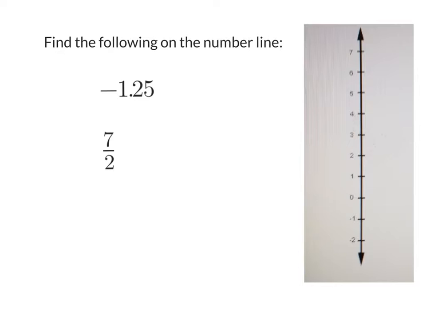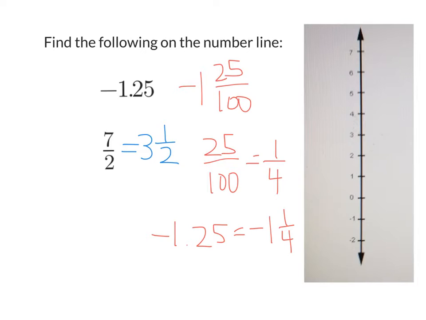Vertical number lines work the same way. We have to adjust these a little bit to make sure that they make sense. So here I'm going to do that now. For the -1 25/100, that is going to be simplified to -1 1/4, because 25/100, if we divide the top and the bottom both by 25, you get 1/4. So the equivalent of -1.25 is -1 1/4. So that's going to be between -1 and -2. We're going to divide this into half and then half again.